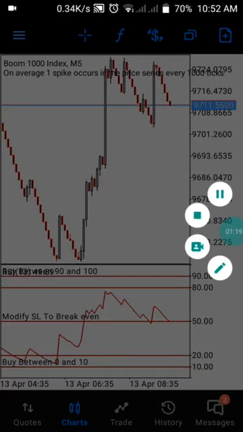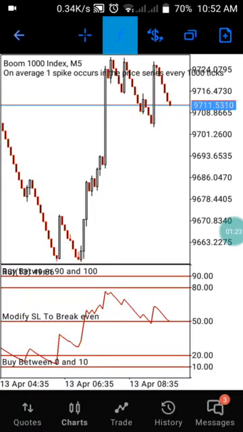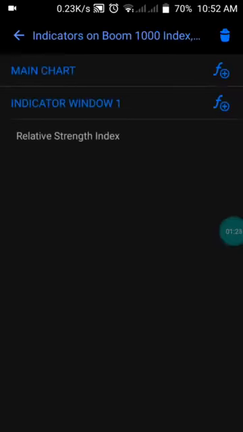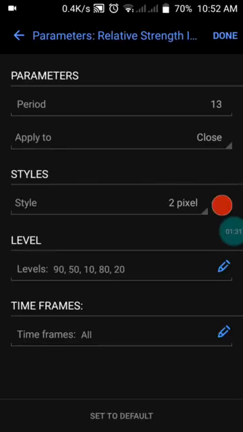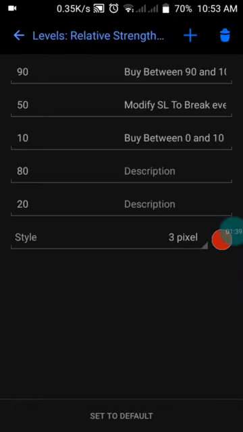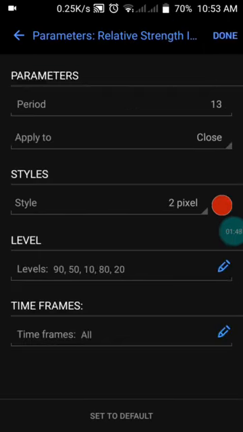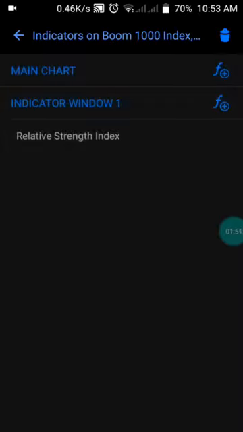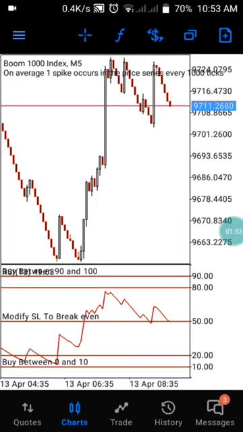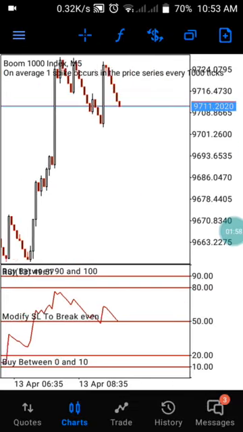So let me show you the settings of this strategy before I explain how it works. I'm having only one indicator window, which is the RSI, relative strength index. I have the period of 13, I apply to close. I have my style to be in red color, and I have my levels: the level of 90, level of 50, 10, 80, and 20. You can see that when you just have this, then press on done. When you do that, you will have the full chart exactly the way I have it here on your chart. So guys, what are the things that you need to do?